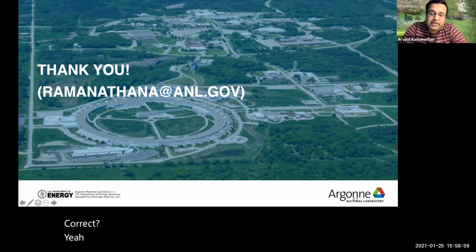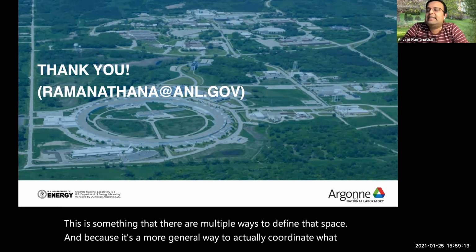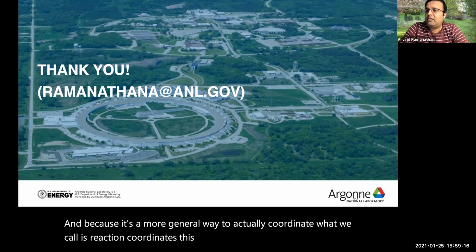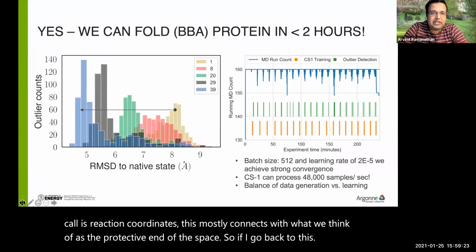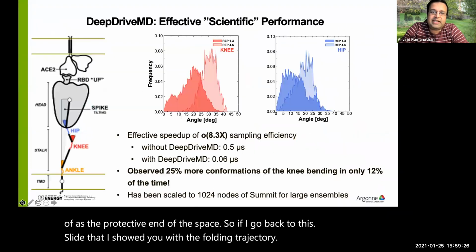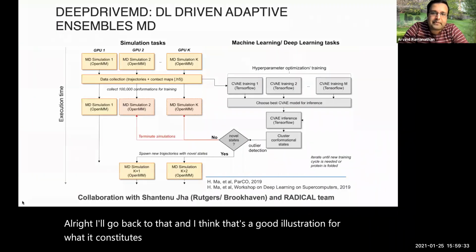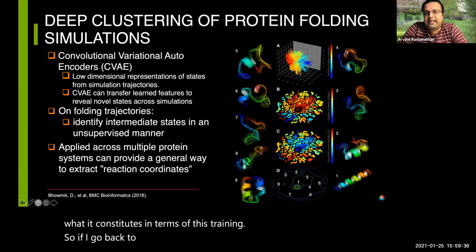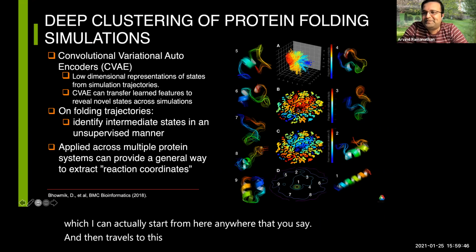Yeah, great question, actually. Thank you. There are multiple ways to define that space, and because it's a more general way to coordinate what we call reaction coordinates, this mostly connects with what we think of as the productive end of the space. If I go back to the slide that I showed you with the folding trajectory, I think that's a good illustration of what it constitutes in terms of this training. There are multiple ways in which I can start from here, here, here, anywhere that you say, and then traverse to this folded state.